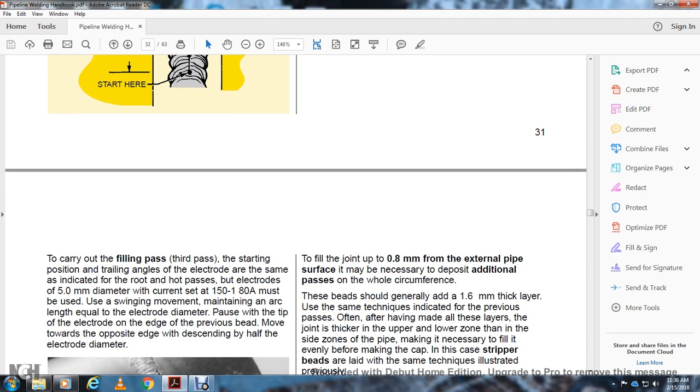To carry out the filling pass, the third pass, start in the position with the trailing angle of the electrode, the same as indicated for the root and the hot pass. The electrode is 5 millimeter diameter, and the current must be 150-180 amps.